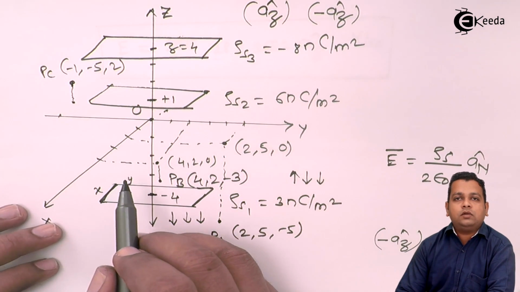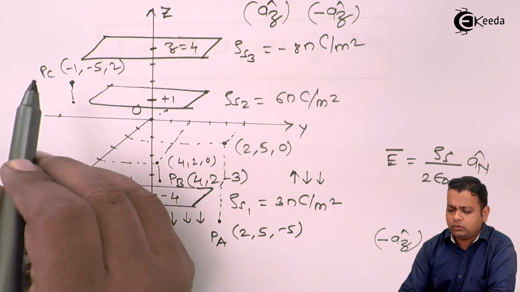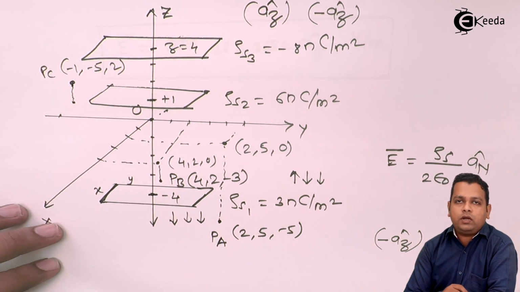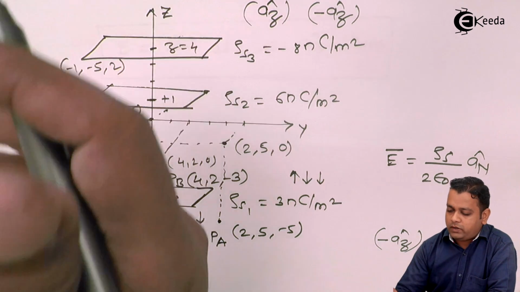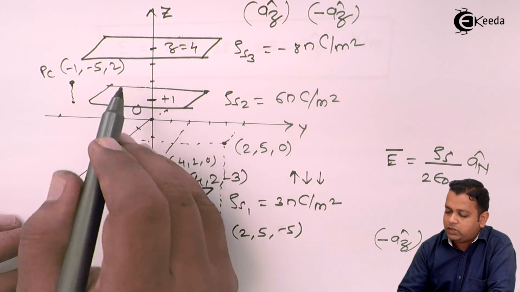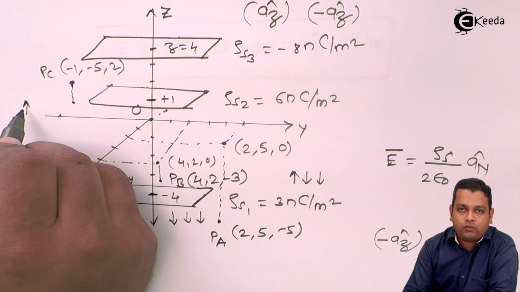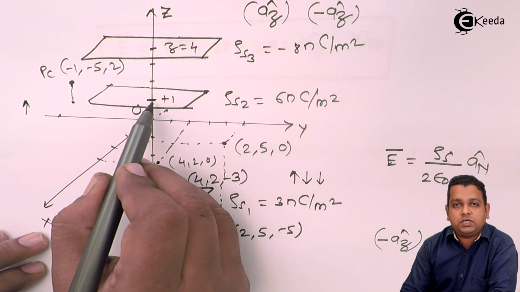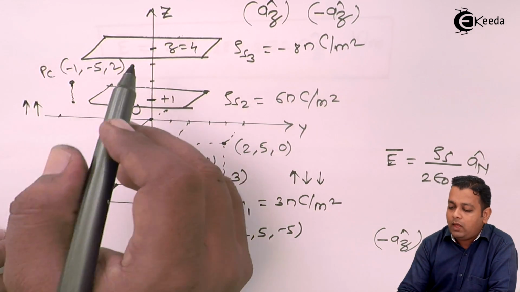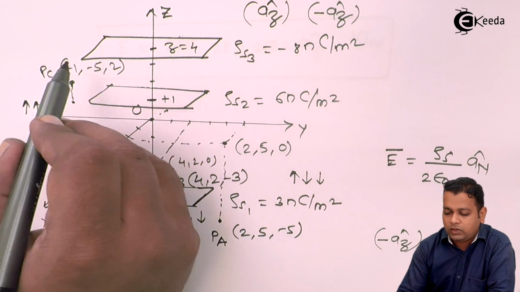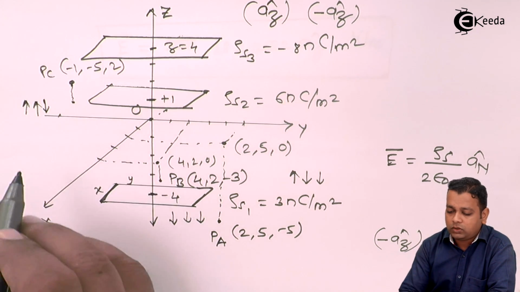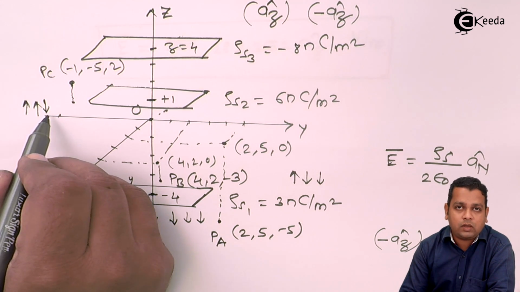Now x and y are infinite for the uniform sheets of charges. So it does not matter what the x and y values are; the z value 2 gives us the exact location of the point, whether it is between the two plates or outside. Here z is greater than -4 with respect to the first sheet of charge, so it is upwards. So for PC the direction of AN cap will be upwards, that is AZ cap. Because of the second sheet, situated at z equal to 1, the point is at z equal to 2, greater than that, so again it is upward AZ cap. The third sheet is situated at z equal to 4, whereas the point PC is at z equal to 2, so it has to be in the downward direction. So we have to take the combination plus AZ cap, plus AZ cap, minus AZ cap.